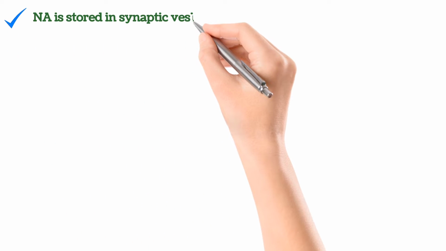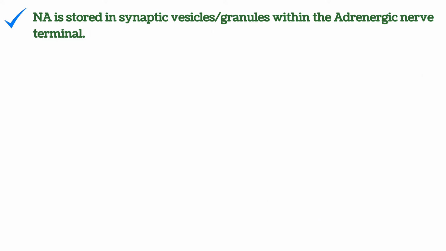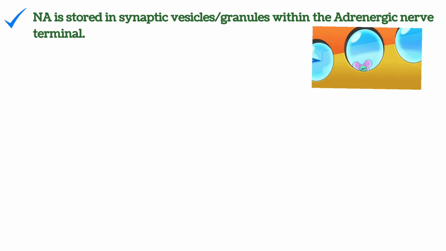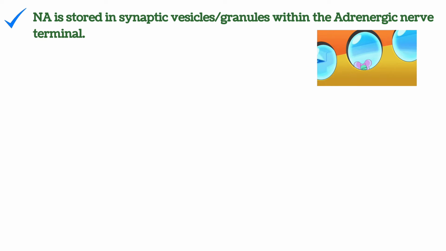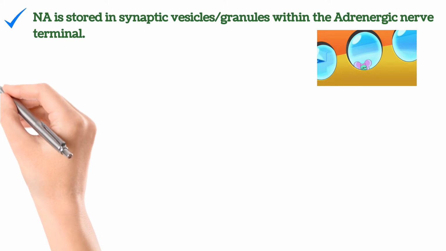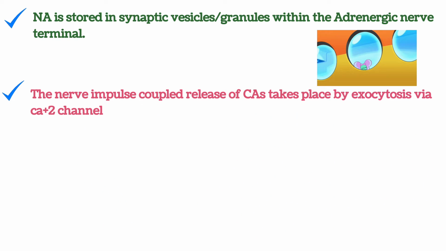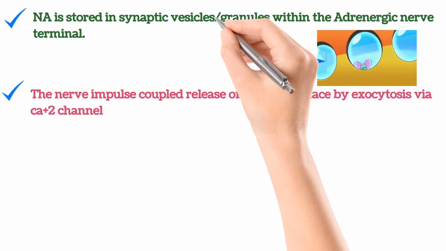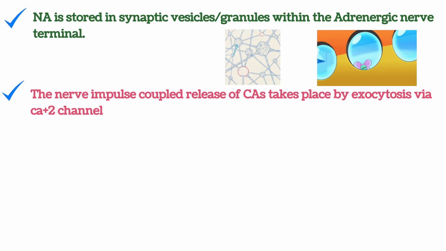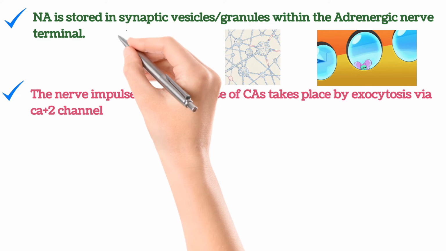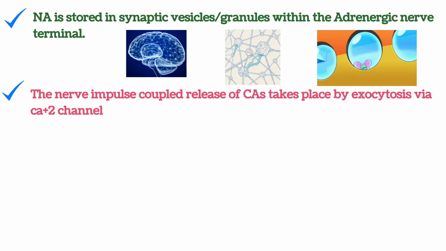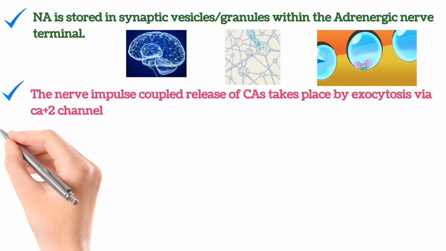Once it has been synthesized, noradrenaline is stored in synaptic vesicles, or granules, within the adrenergic nerve terminals. It's stored inside the blue bubbles, which we had already shown in the previous image. Here also I have drawn this, so just have a look. In this blue bubble it gets stored. The nerve impulse coupled release of catecholamines takes place by exocytosis via calcium channel. Whenever there is an influx of calcium, the vesicle contracts, due to which there is a release of the chemicals adrenaline, noradrenaline and dopamine. Therefore it produces an action.